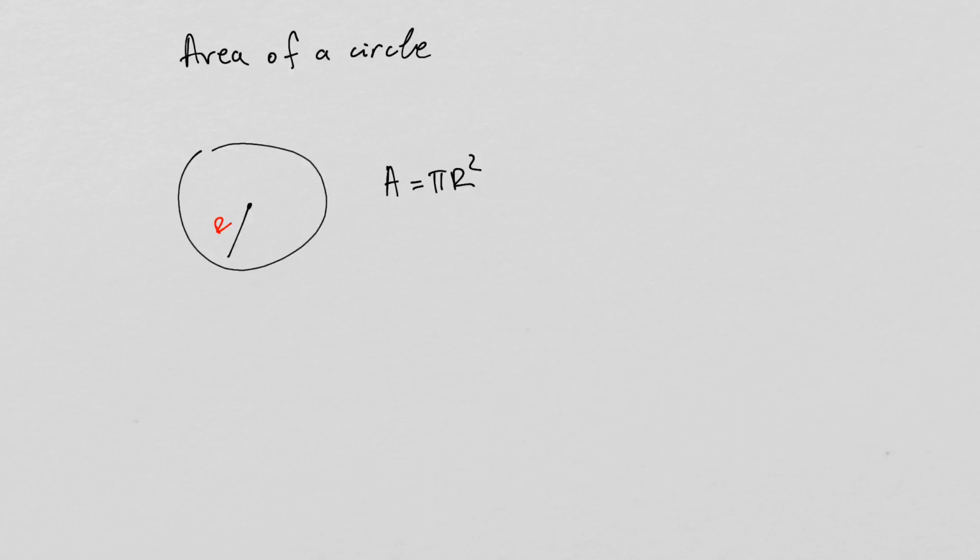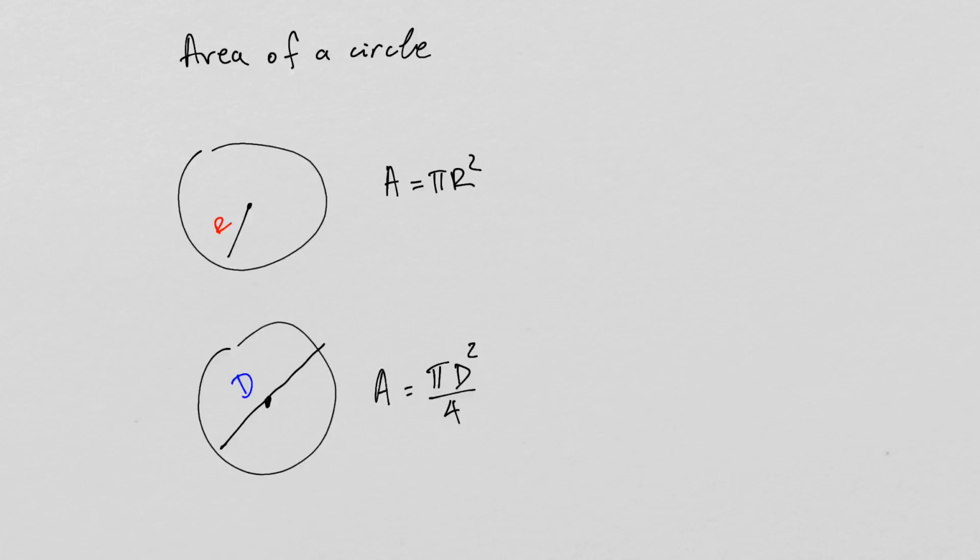Now, if I know the diameter instead of the radius, the diameter d, then the area of the circle is calculated as pi times d to the second power divided by 4. And so the relationship between the radius and the diameter is that the diameter of a circle is equal to 2 times the radius of a circle.